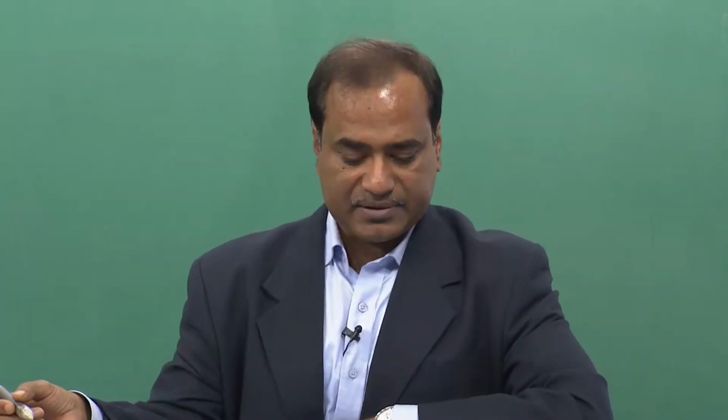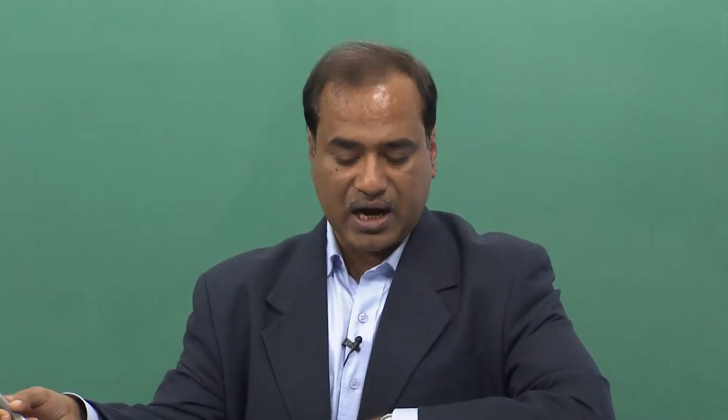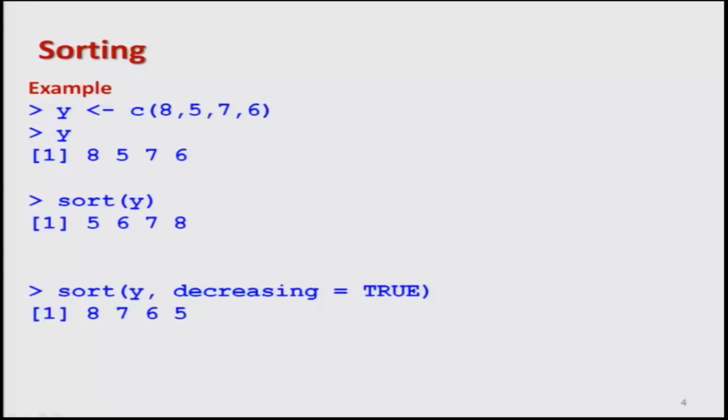So, now let us take an example and try to understand how R works. I take a vector of 4 values, 8, 5, 7 and 6, combined by this c, and this vector is our y. So, you can see here this is my y vector. Now, when I say sort, let us see what this sort command does over this vector y. One thing you have to keep in mind is that the default is to arrange the values in ascending order.